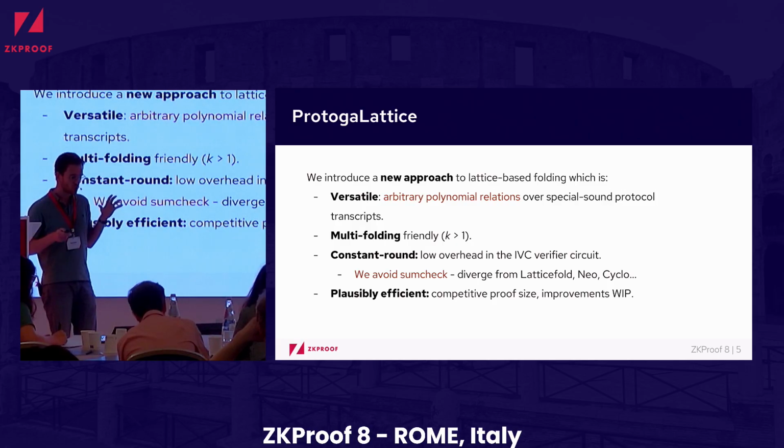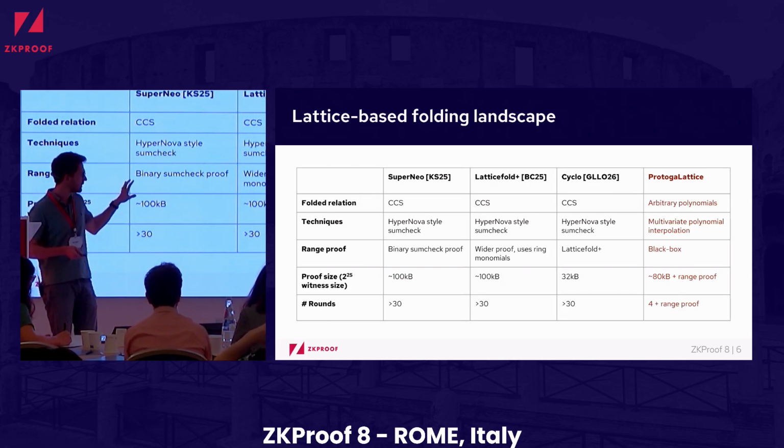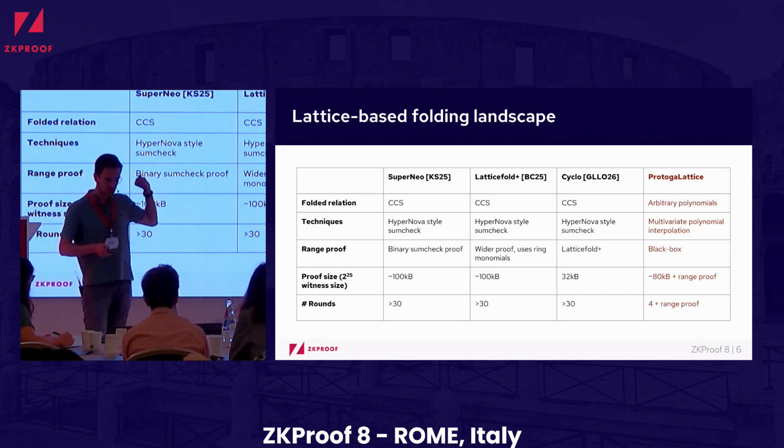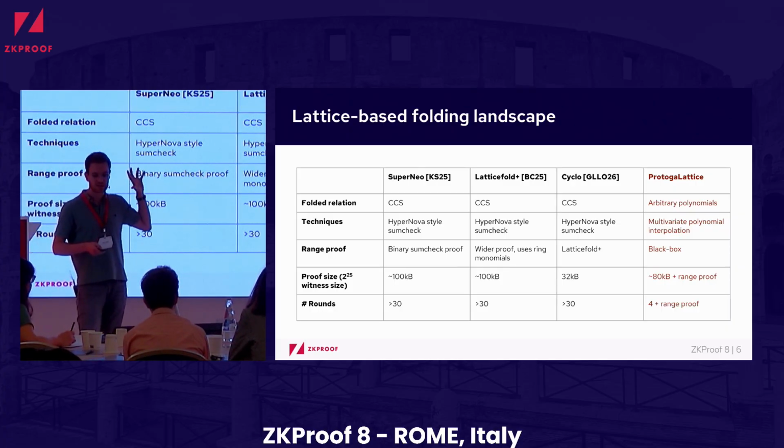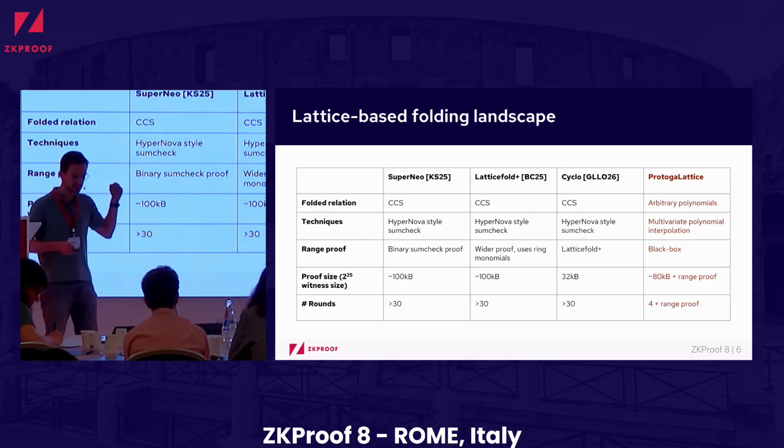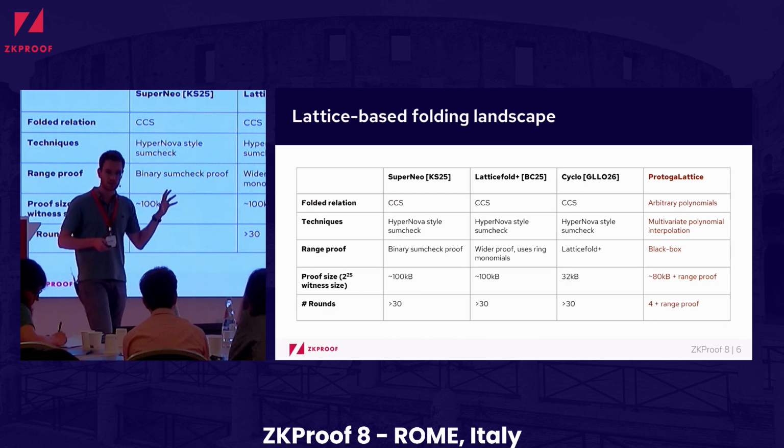OK, so putting it in the table together with the other schemes, it looks like that. We're folding a different relation, arbitrary polynomials, a bit more general. We're using a different technique, which is multivariate polynomial interpolation, and a bit of heavy multivariate polynomial machinery, as you will see. Our range proof is black box.